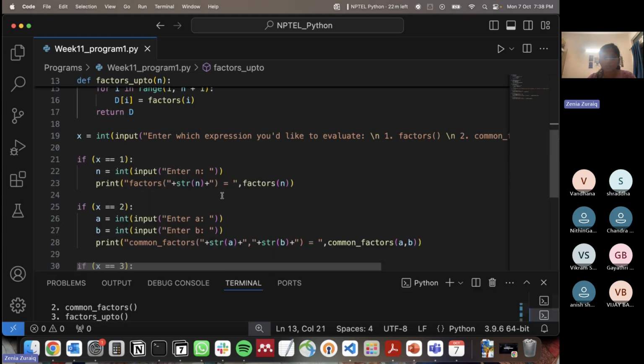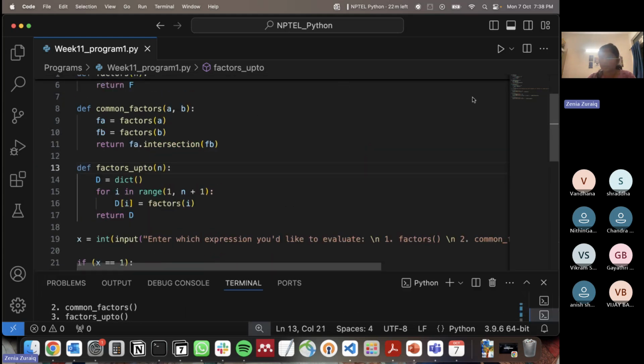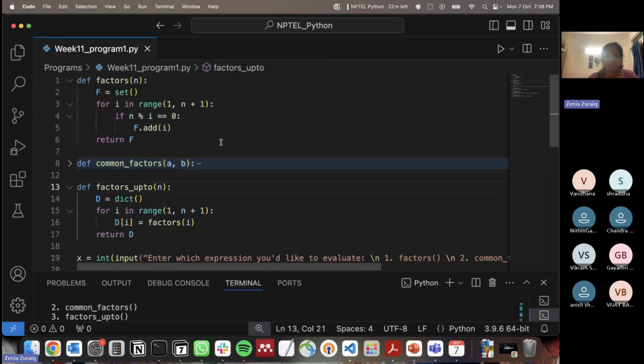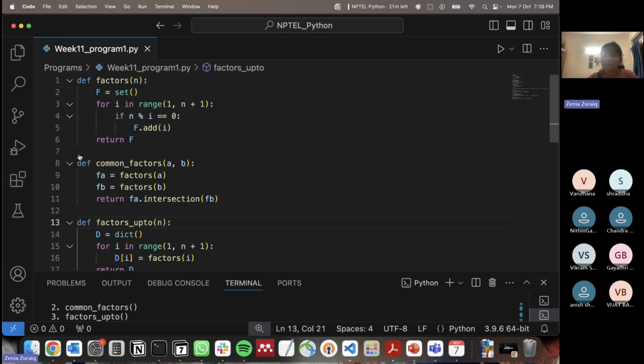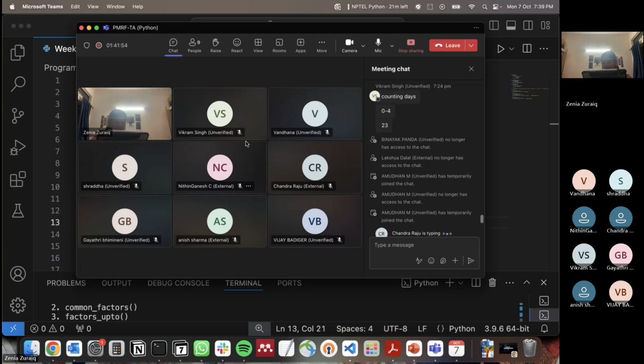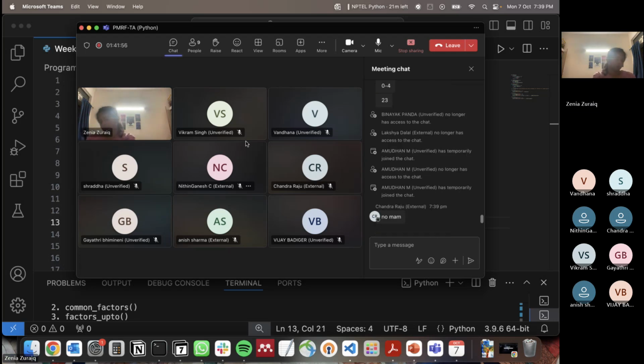Here we have used set, so that part was easy for the intersection part. Does anyone have any questions in this solution? Does anyone have any questions? I think it's a straightforward solution. Does anyone have any questions? Okay, someone's typing. Okay, no, ma'am.